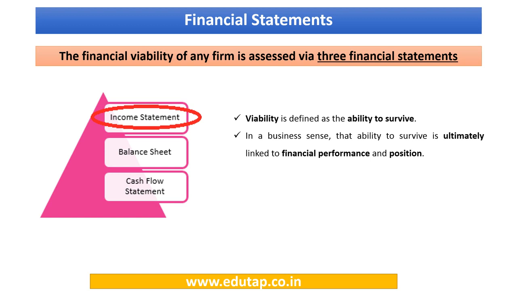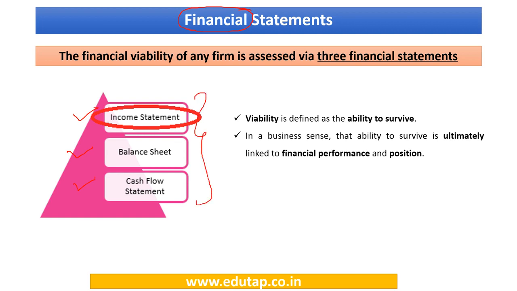Basically, when we say income statement, it comes under the broader category of financial statements. There are three financial statements basically. One is your income statement, then you have your balance sheet, and then you have your cash flow statement. So kindly keep these three things in mind.